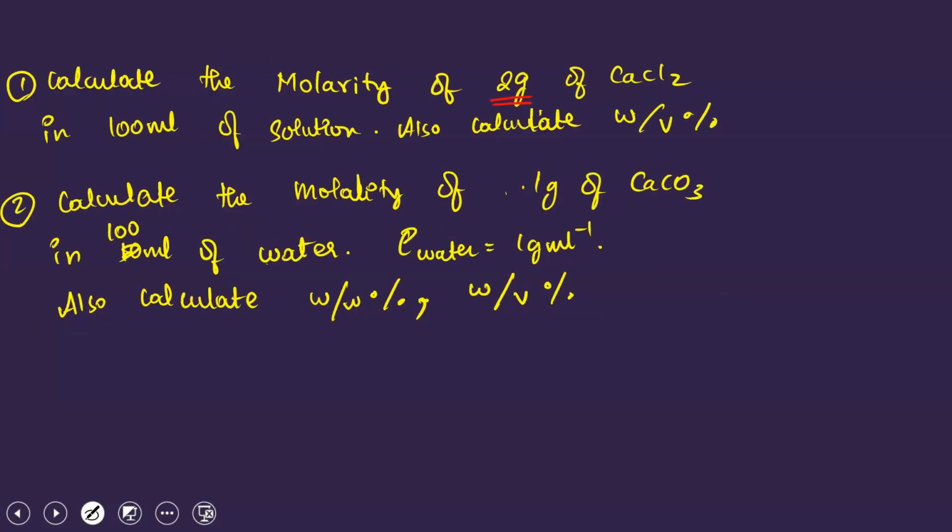What was the next question? Calculate the molality of 1 gram of calcium carbonate in 100 ml of water. So, molality is equal to number of moles of solute, 1 by 100 into 1000, divided by, they have given you 100 ml of water. Mass of 100 ml of water is 100 gram, because 1 ml is equal to 1 gram. The formula for molality is number of moles of solute by mass of solvent into 1000.